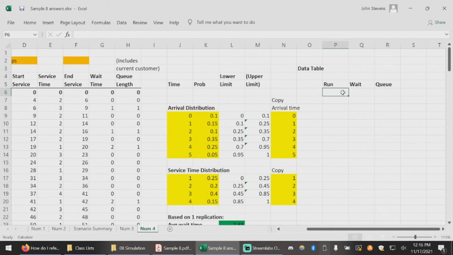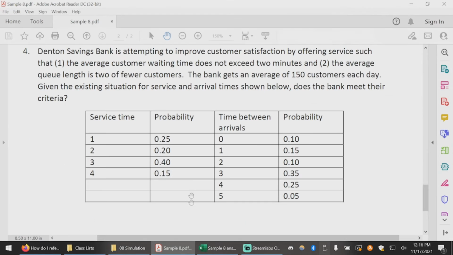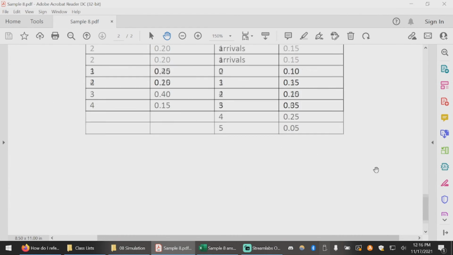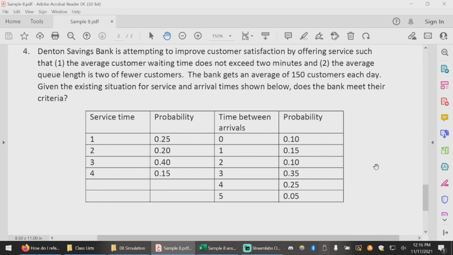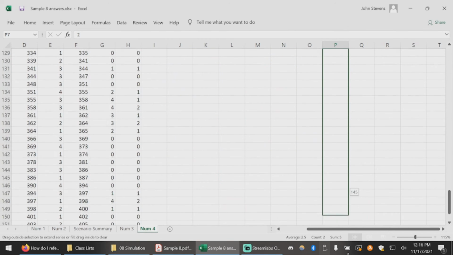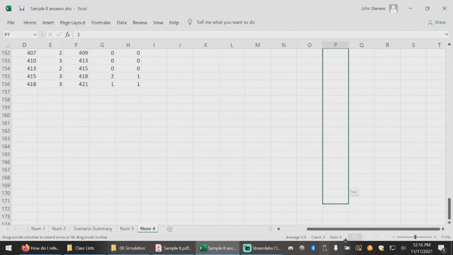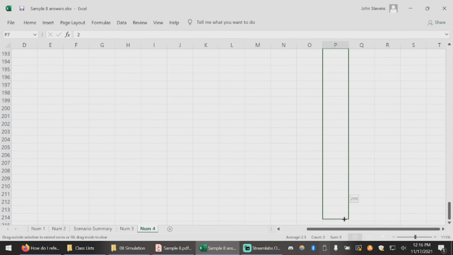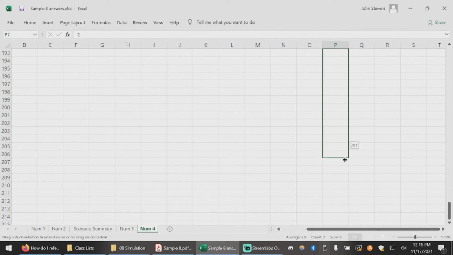Okay, so we want to have, let's say, 200 runs. Is that what the question wants? I should probably check. Oh, they don't even say. 200 is pretty standard, but the question should say, I admit. So 2, 3, 4, 5, 6, 7, 8, all the way down to 200. I think my laptop is slowing down a little bit, for some reason.